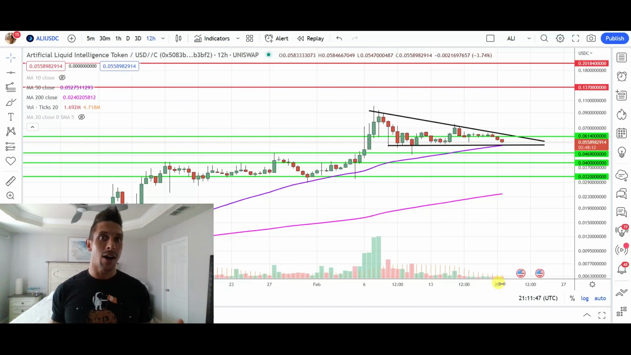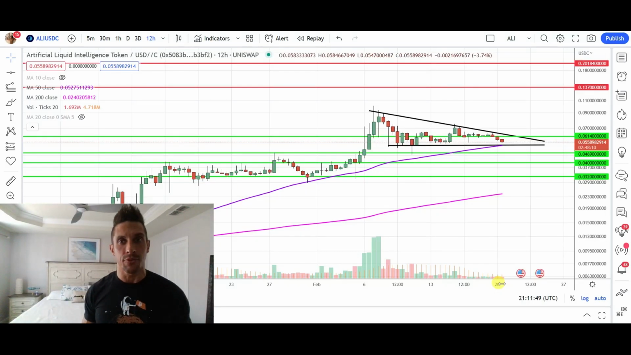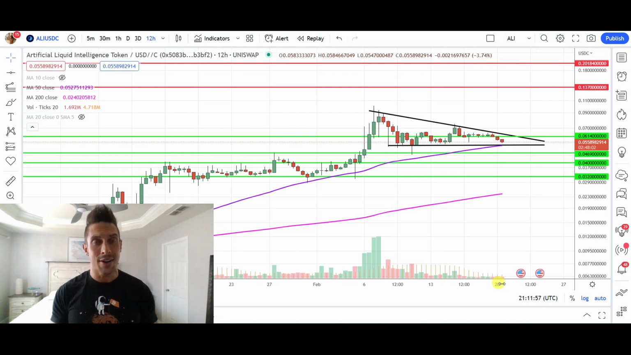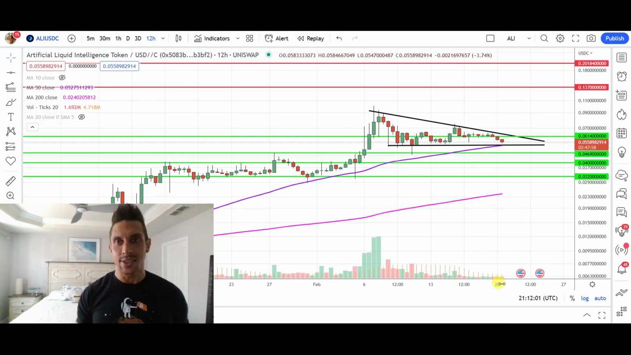This is ALI on the 12-hour time frame. Now, one of the things to keep in mind as we're assessing price action here is that we don't have a lot of historical price information. So I find the 12-hour chart to be a very useful chart in this situation.